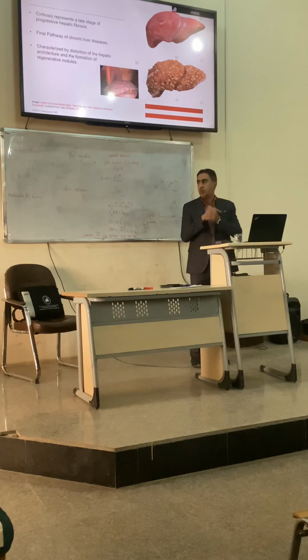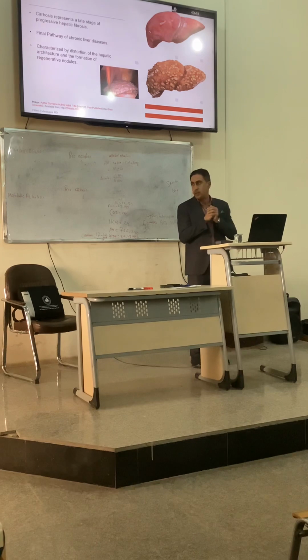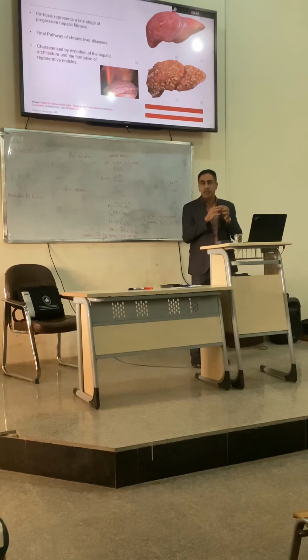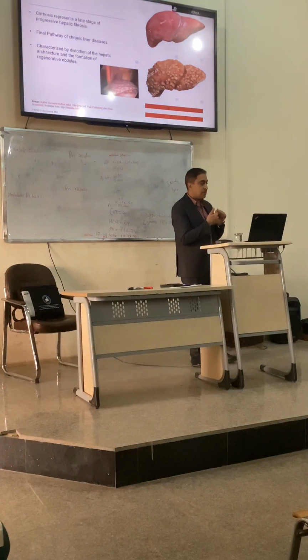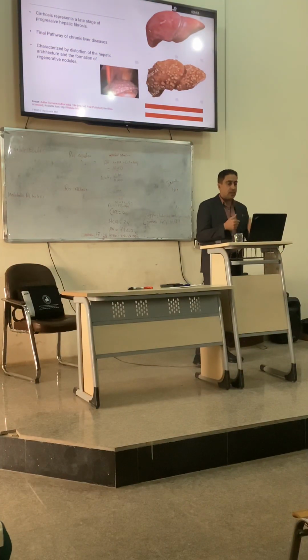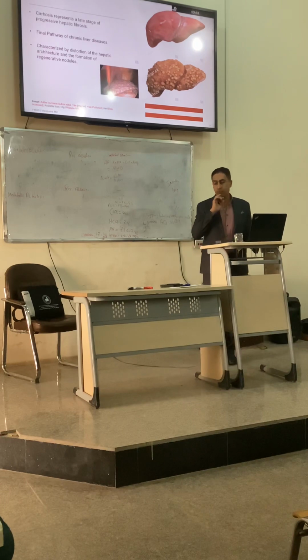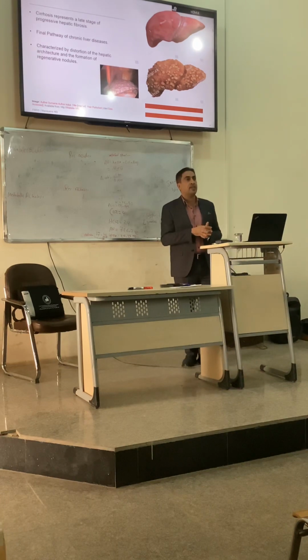As you know, we have 4 stages of fibrosis: F1, F2, F3, and F4. I am going to show you the difference between each of those. The final stage of liver fibrosis is called cirrhosis. So if anyone asks you what liver cirrhosis is, you say F4, the final stage of liver fibrosis. It is a late stage of progressive hepatic fibrosis, and it is a final pathway for all chronic liver diseases.